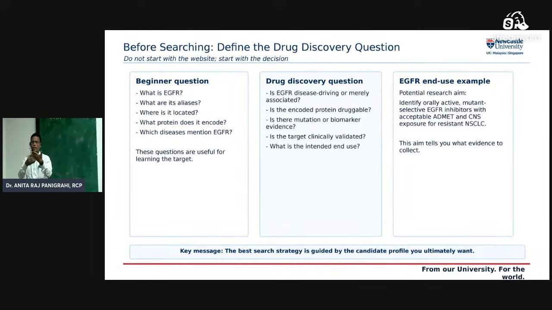Before you do something, the most important thing is: don't simply search the database. You should have a particular question about what exactly you are looking for, because there is a lot of information. That's why many researchers say this database is good, that database is good, this tool is good, that tool is good, but they do not know what they really want.